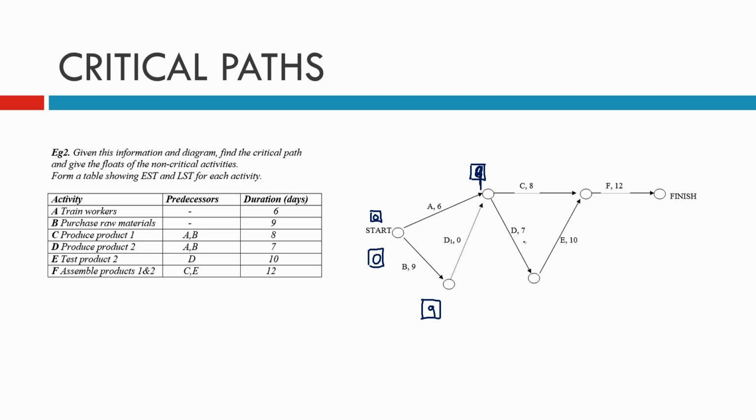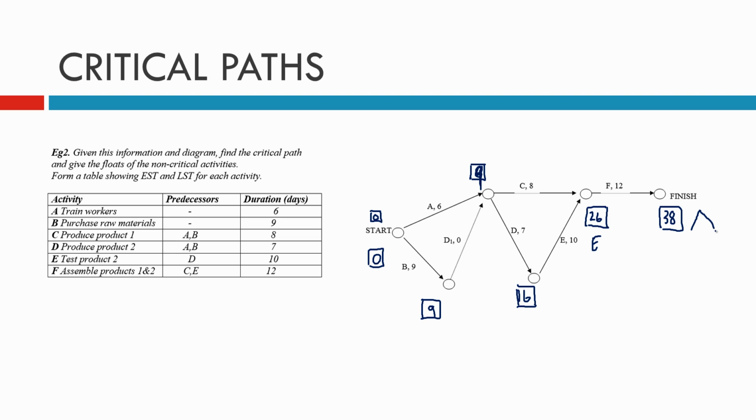We'll go along this branch down here, the D. 9 and 7 gives us 16. And to get to this next one, we've got the 16 and the 10, 26, or the 9 and the 8, which is 17. So we write the 26. And we'll put that it came along E, just so we know that it came along E. And then 26 and 12 gives us the 38. So 38 days to complete this project.